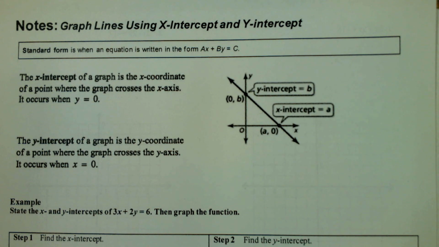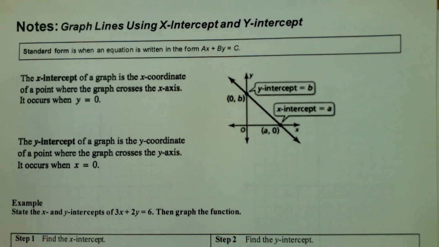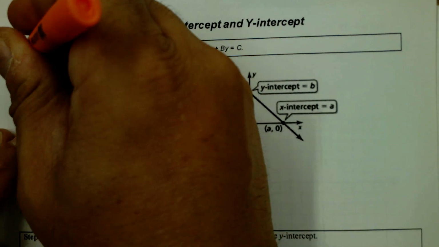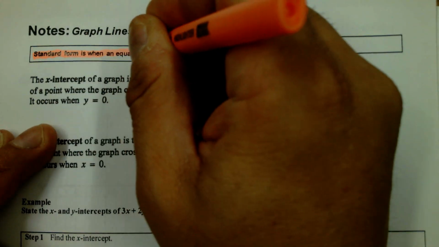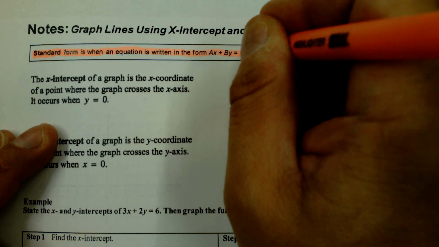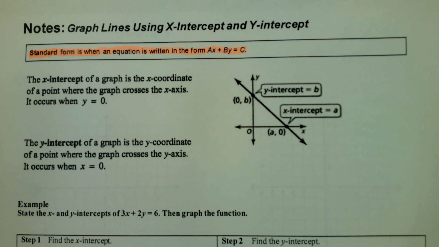So we're going to learn a different format for writing and graphing a linear relationship. It's called standard form. I'm going to highlight this, so if you have a highlighter, it's probably a good idea.